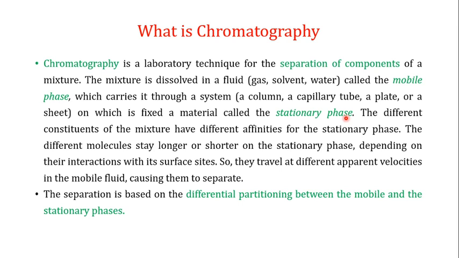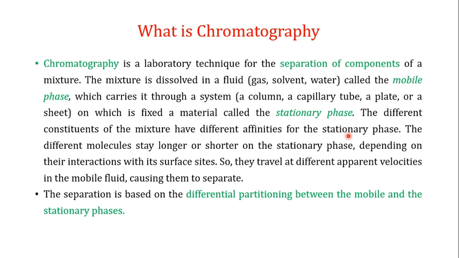So you can broadly say you have two phases in chromatography. One that is moving is called the mobile phase. The one that is static and not moving, which is fixed to something, that may be fixed in a column, on a capillary tube, on a plate, or on a sheet, is called the stationary phase. Now the different constituents of the mixture have different affinities for the stationary phase.